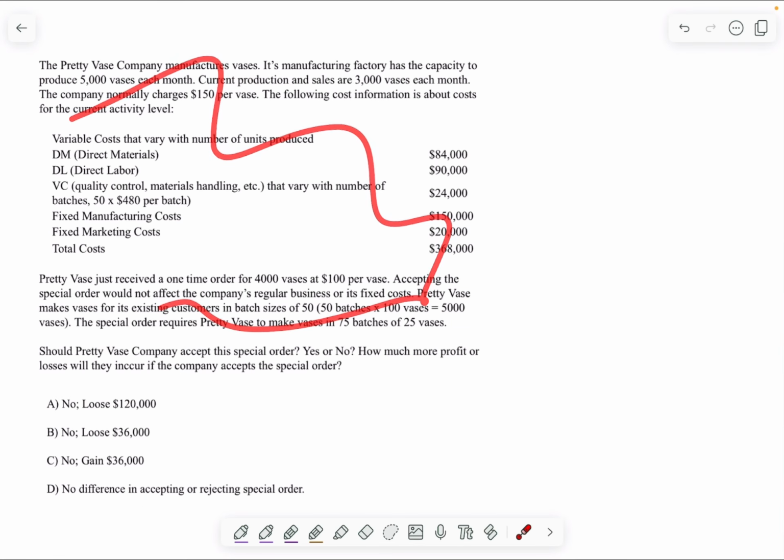As always, I skip everything, just read the question. Should Pretty Vase Company accept this special order? Already I know this is a Chapter 12 special order problem. Remember that there are two types of special orders, one where there is idle capacity and one where there is not enough capacity. How do I know?